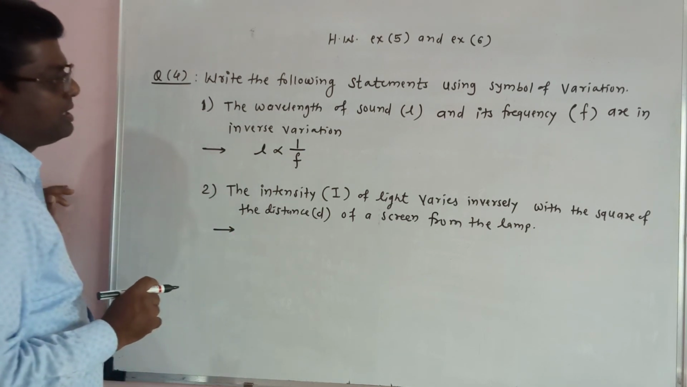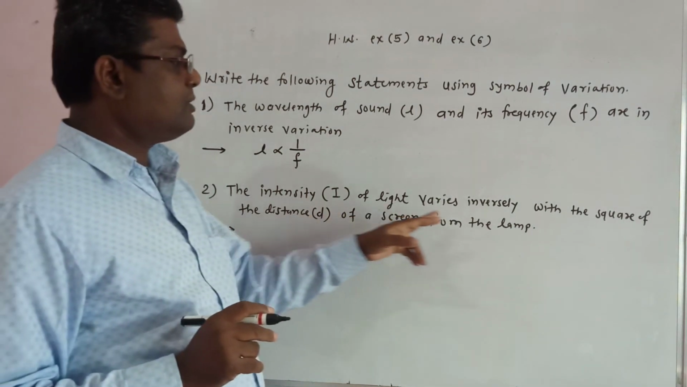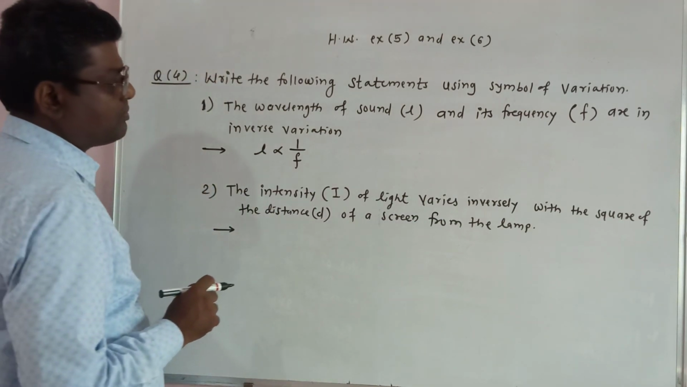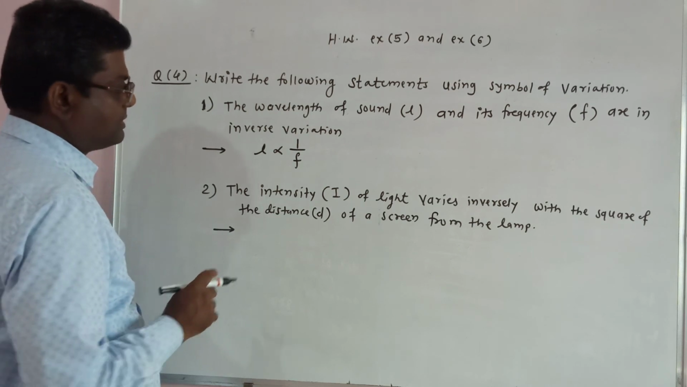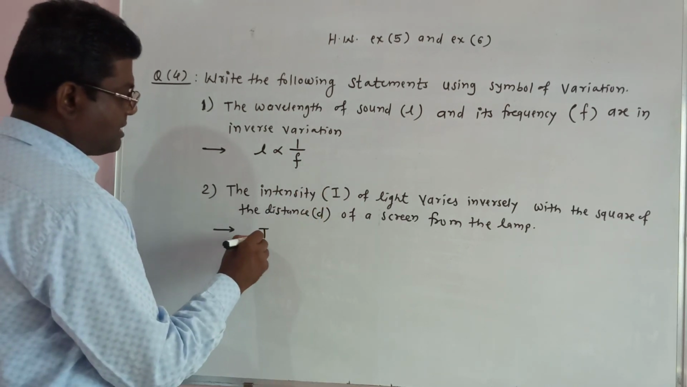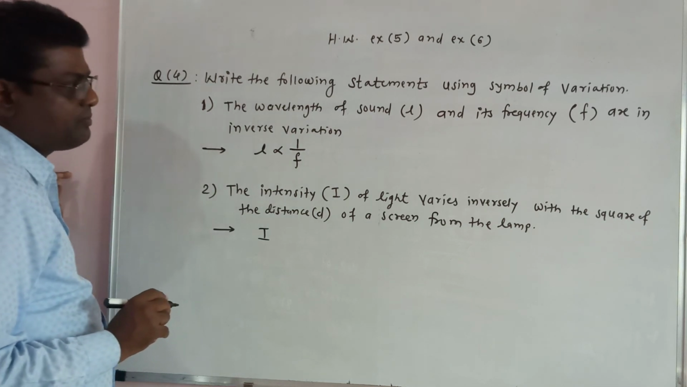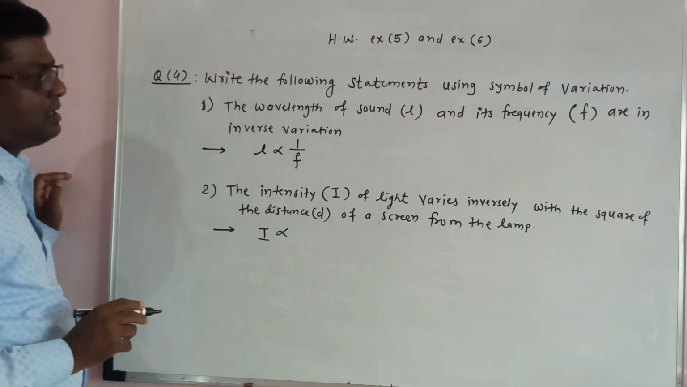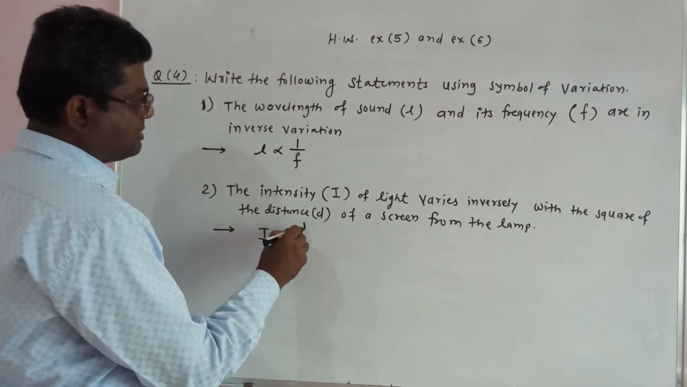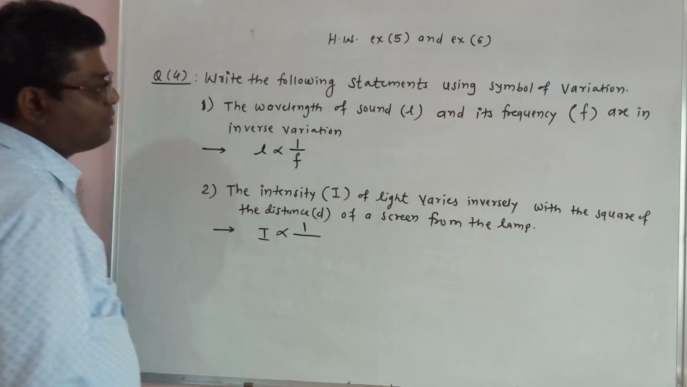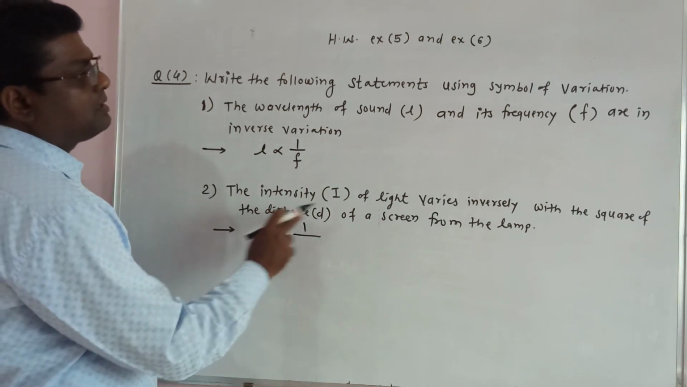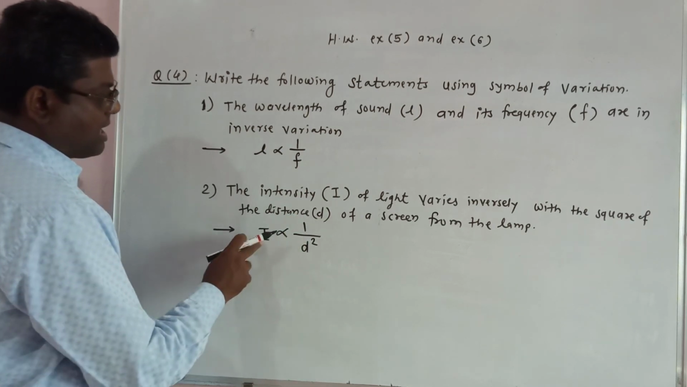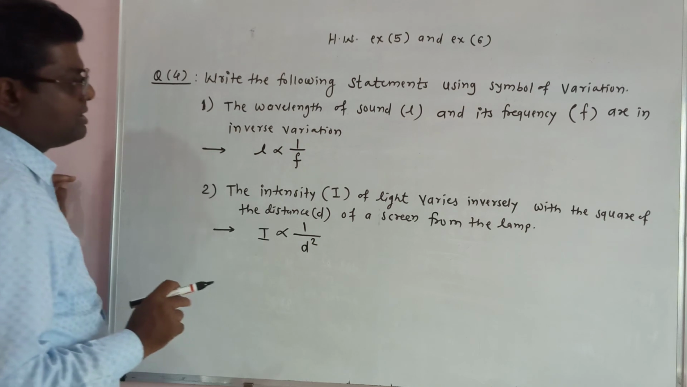Number 2, the intensity I of light varies inversely with the square of the distance d of a screen from the lamp. Here intensity is denoted by I, therefore write at first I, then the symbol of variation alpha, and the other term we write in the denominator, that is 1 upon the square of the distance. Square of d means d square. I is inversely proportional to d square.